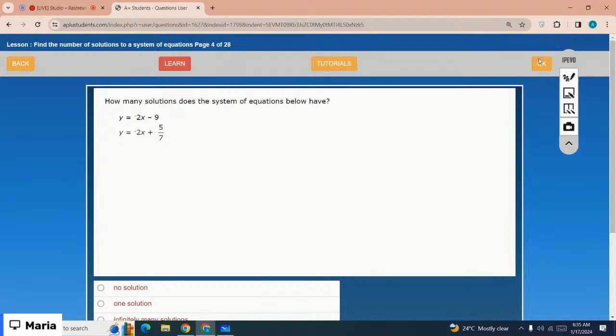Okay, the next one is how many solutions does the system of equations below have? So which is the correct option? The equations have exactly same slope, but they have different y-intercepts, right? So when the equations have same slope and different y-intercepts, they never intersect each other. That means the lines are parallel. And when the lines are parallel, the system has no solution. The correct option is no solution. Got it?